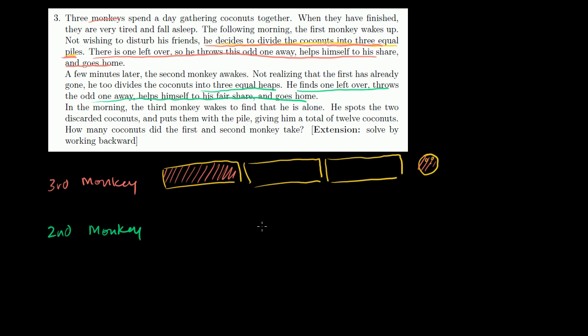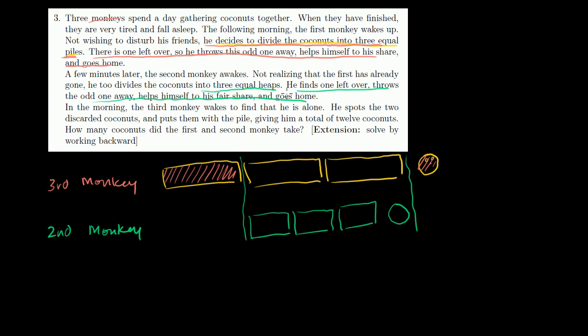So he divides these into 3 equal heaps. So maybe that's one heap right there. Let me make it a little bit more equal. So this is one heap. That is 2 heaps. And actually, he sees one left over too. So let me make that clear. He finds one coconut left over. And then the rest of this, remember, this is gone and this is gone. So this is all we're dealing with at this point. One left over and 3 equal heaps. So 1 heap, 2 heaps, and 3 heaps.